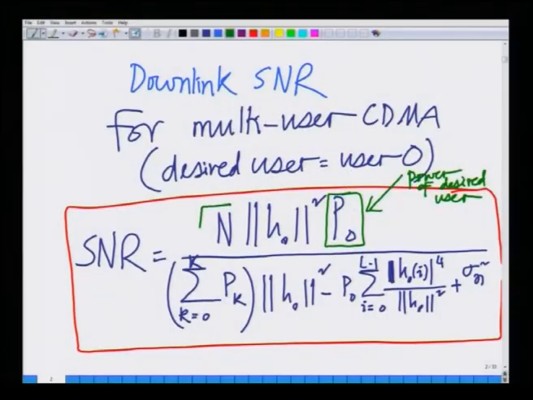This is the spreading gain. Remember, this is similar to what we had at the RAKE receiver, and this is at the heart of CDMA. Each user's SNR is enhanced by the spreading gain.